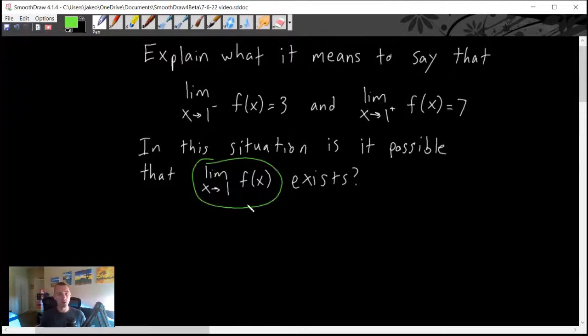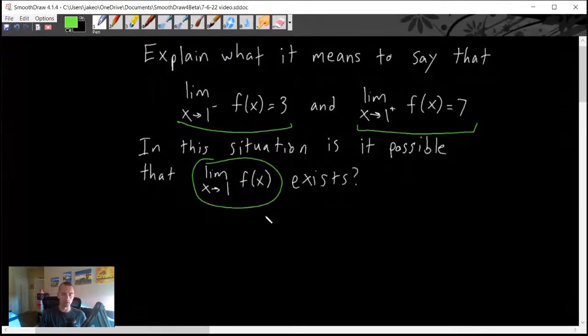So what do we know about the two-sided limit based on the two one-sided limits that we're given? We have a left-sided limit. We have a right-sided limit. What do those tell us about the two-sided limit? That's basically what it's asking us to think about here.